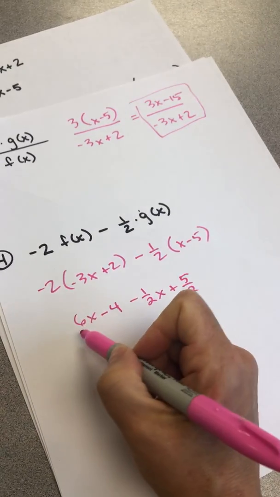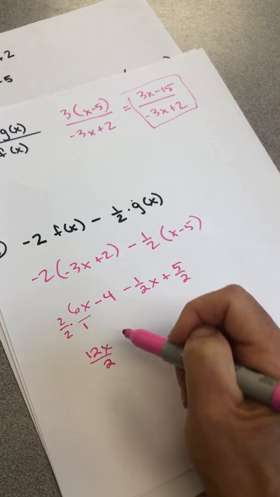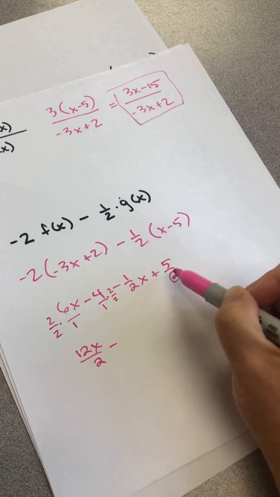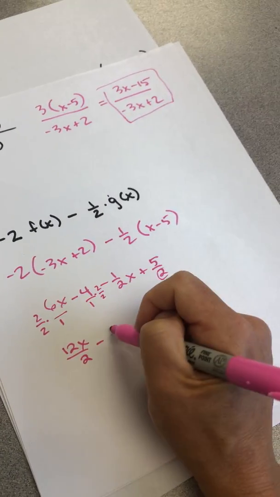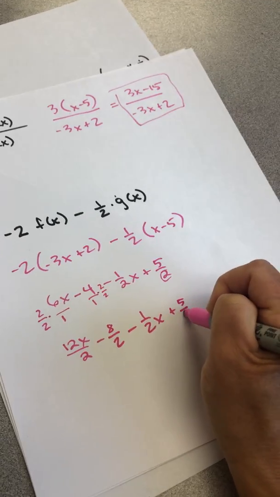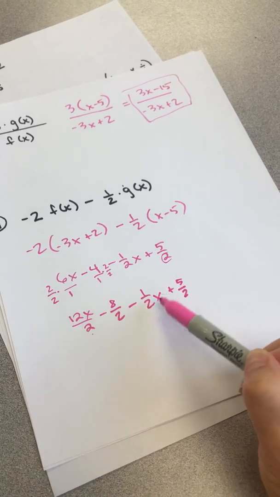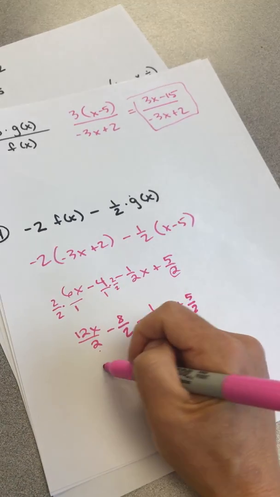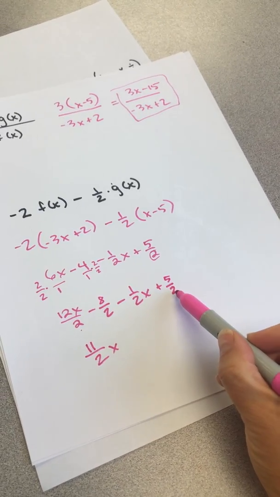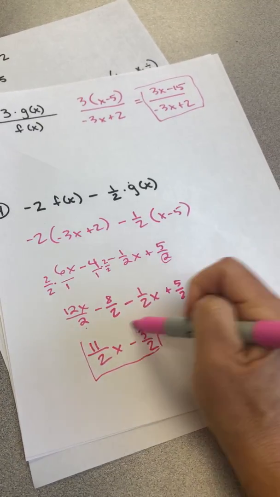However, you could write this first one with a denominator of 2, and write it as 12x over 2 minus, and multiply this 4 to give it the same denominator, so multiply by 2 over 2. So negative 8 over 2 minus 1/2 x plus 5 over 2. That's going to make it a lot nicer to collect like terms. So now we have 12 over 2 x minus 1/2 x, which will give us 11 over 2 x. Negative 8 over 2 plus 5 over 2 will give you minus 3 over 2. And that is your final answer.